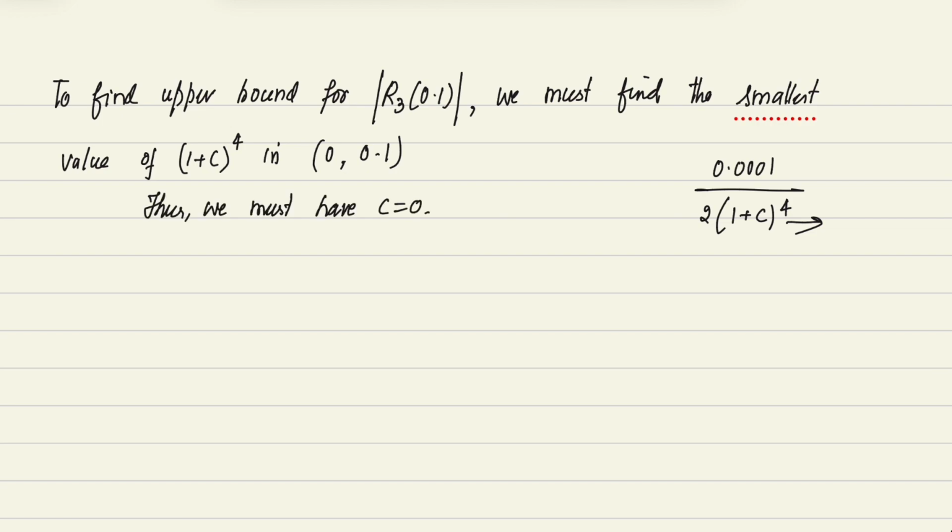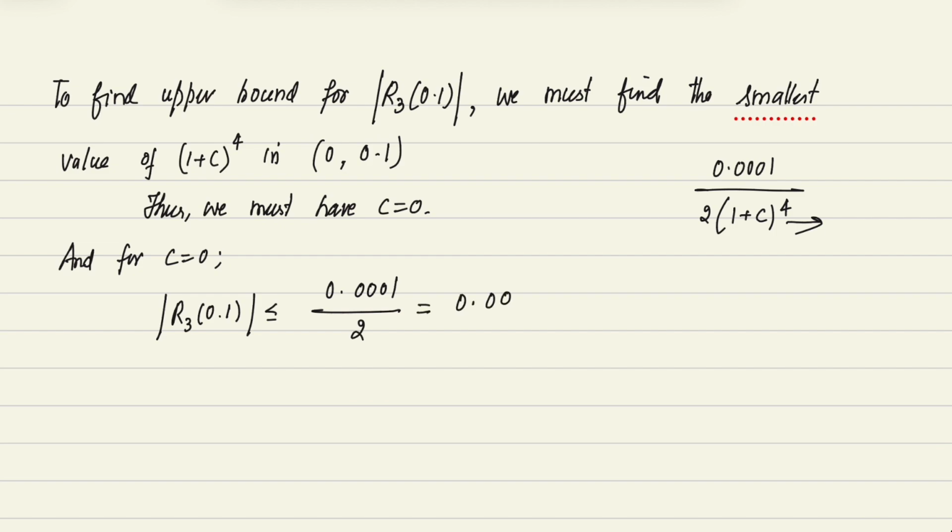And for c equal to 0, we have this R3 of 0.1 is always less than or equal to 0.0001 divided by 2. Now this is equal to 0.00005. So therefore this is the approximate error in the evaluation of log of 1.1 using the Taylor's polynomial of degree 3.